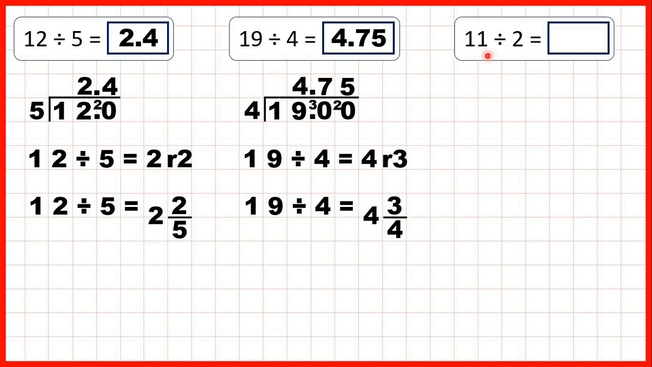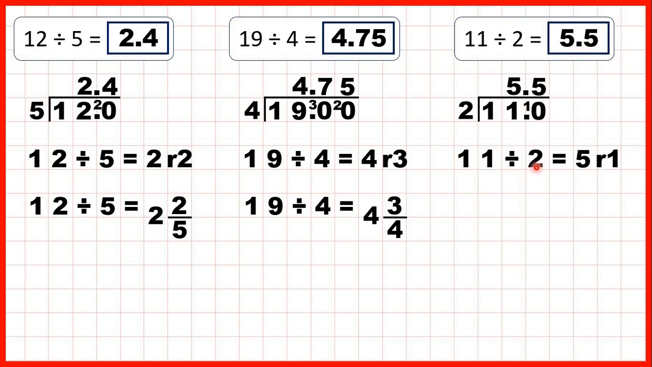Finally, we have 11 divided by 2. We can write out our short division, and 11 divided by 2 is 5 remainder 1. So we can write our 5, extend with a point 0, copy the decimal point up into our answer, and write the remainder 1 in front of our tenths digit. So now we have 10 divided by 2, which is 5 with no remainder, so our answer is 5.5.